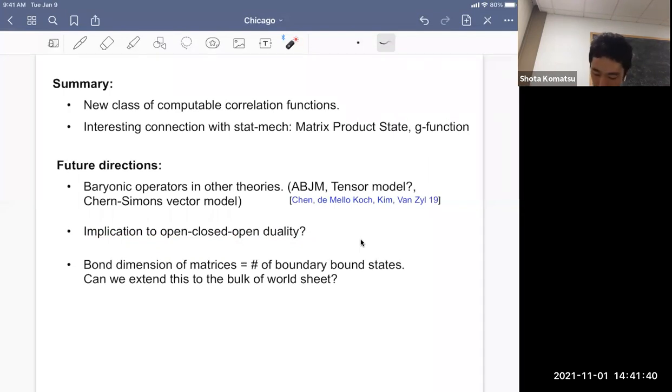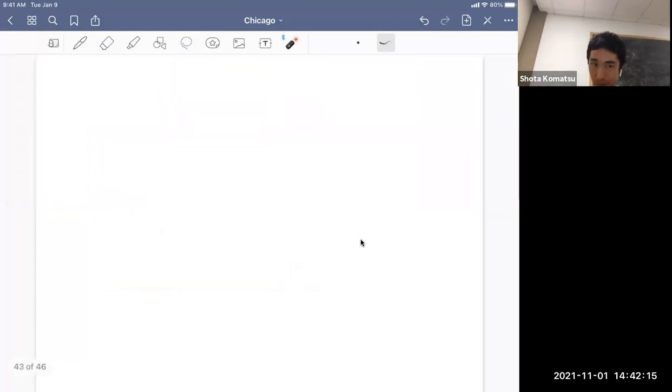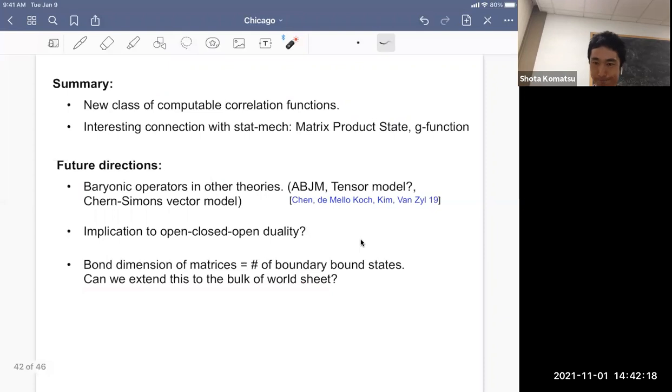Finally, in the previous slide, I mentioned the interesting observation that the bond dimension of the matrices in the matrix product states is exactly equal to the boundary bound states of the string worldsheet. So this already allows you to see the edge of the worldsheet, which is localized at the boundary. It will be nice if we can extend this observation to the bulk of the worldsheet and see what's living in the bulk from the gauge theory. But of course, this is more like a speculation. Okay, so that's all I wanted to say.